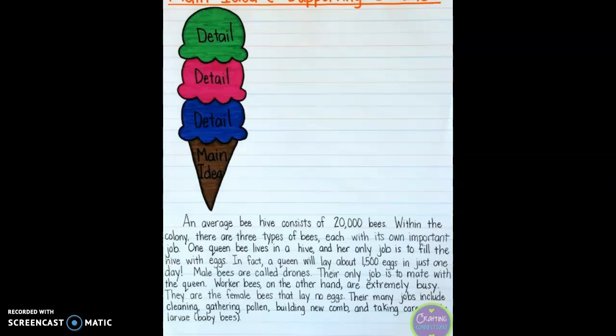of bees. Our second supporting detail is about the male bees, the drones, who mate with the queen bees. That is their job. And our third supporting detail is about the worker bees. They are the third type of bee, and we can list some of, we don't have to list all of, their many jobs. When we have a main idea, we want to back it up with at least 3 supporting details.